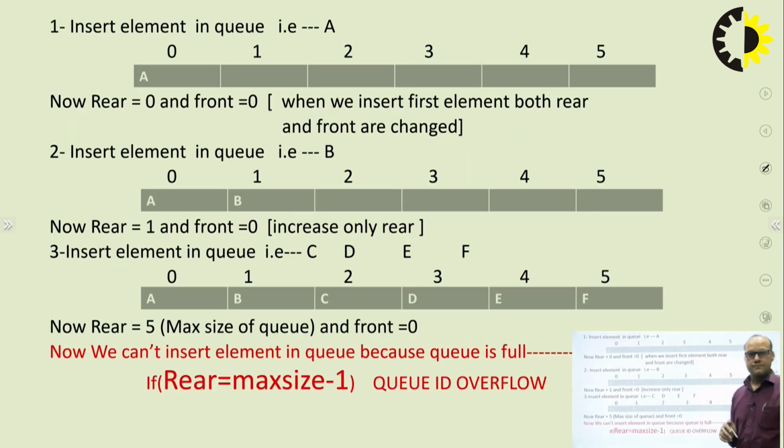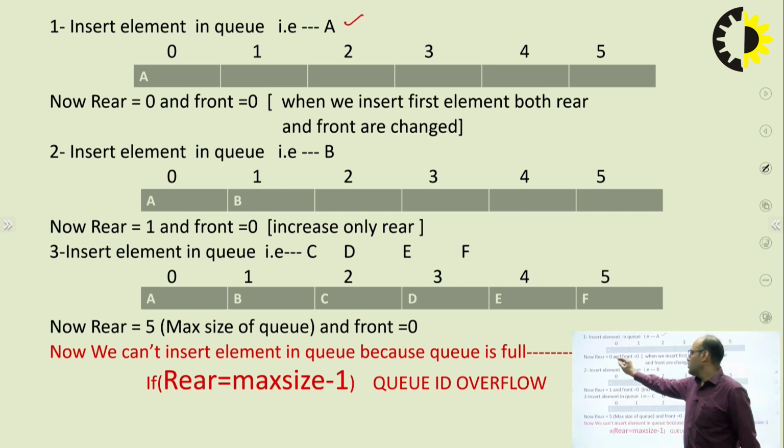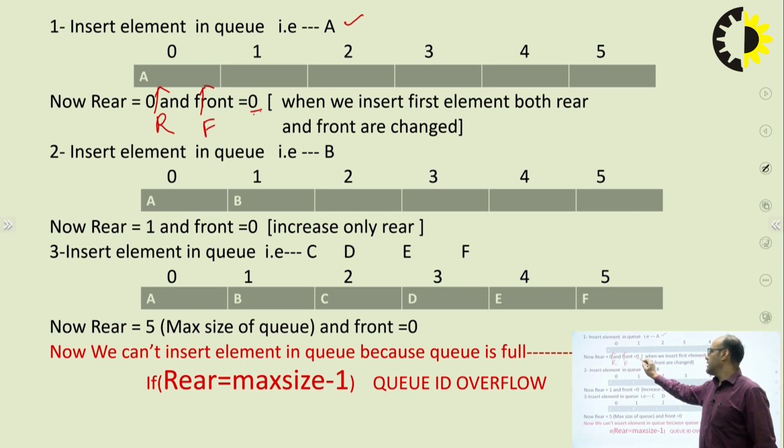Let us see with the help of an example. We are going to insert elements in a queue. The first element inserted is A. So now what happened? Rear will point here and front will also point here. So rear and front both are at position 0.